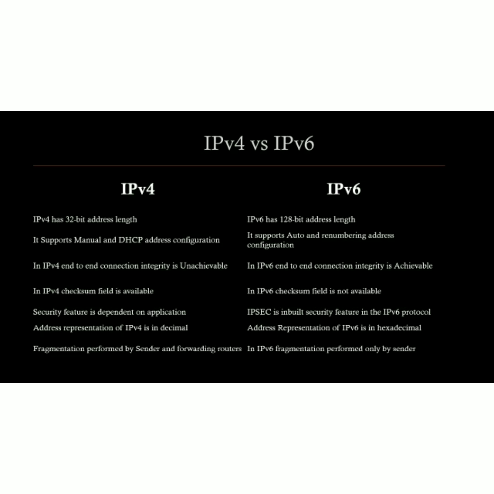In IPv4, fragmentation is performed by the sender and forwarding routers. In IPv6, fragmentation is performed only by the sender. Fragmentation means breaking down larger packets into small pieces so that they can easily pass through the data links during transmission of the data. In IPv4 this is done on both sides, at the sender and at the router, whereas in IPv6 fragmentation is performed only at the sender side.